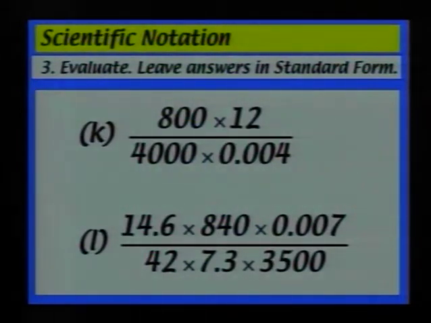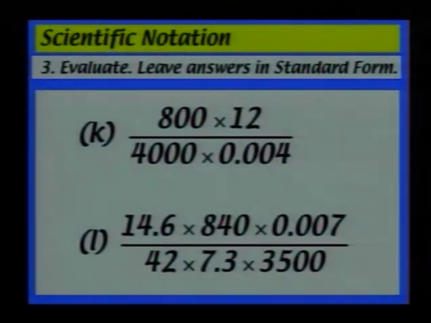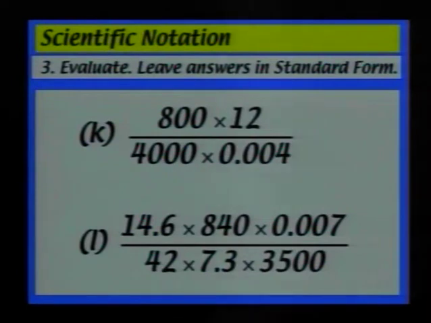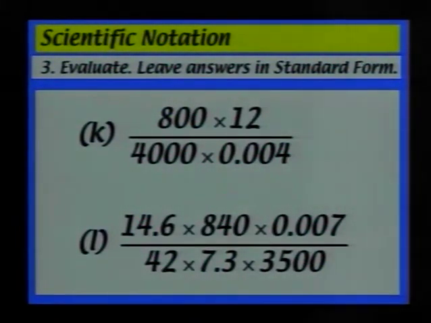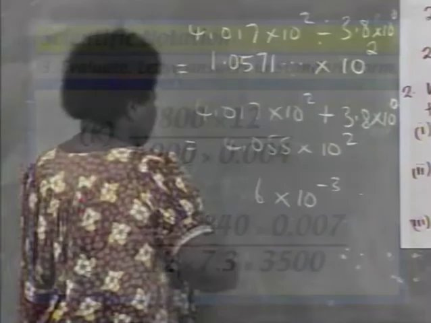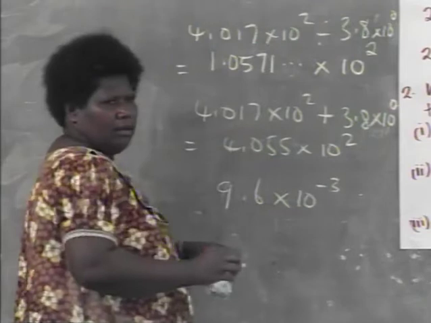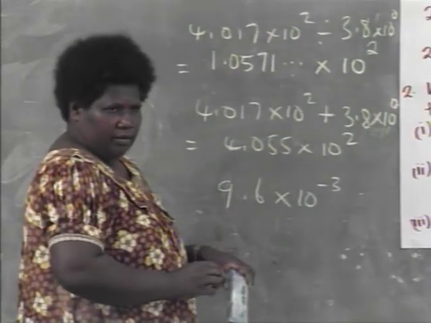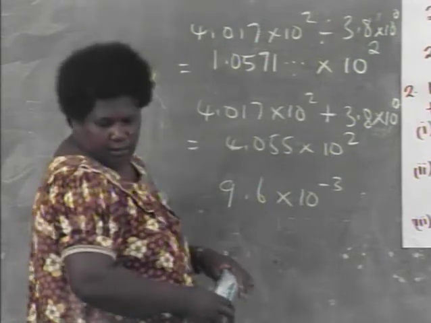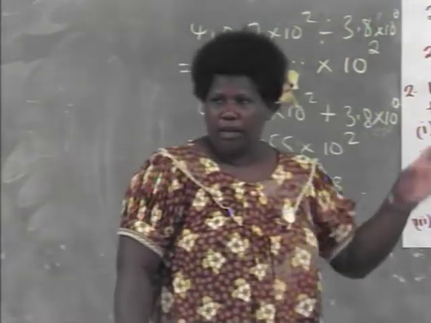Letter L. 6 times 10 to the power of negative 3. 5.6 times 10 to the power of negative 3. You all agree? 9.6. Oh, sorry. Huh? 9.6? Did you say 9.6? Solomon? Yes. 9.6 times 10 to the power of negative 3. All agree?